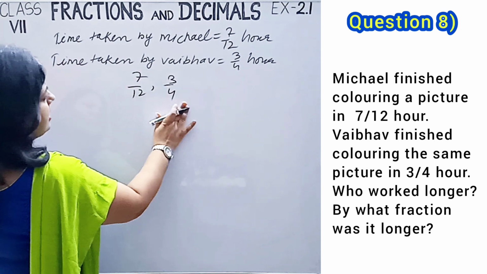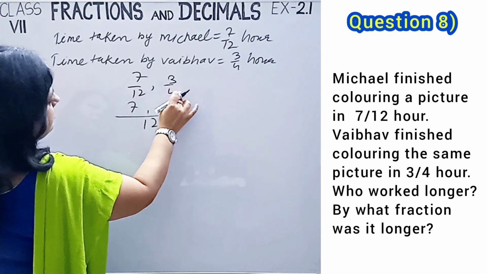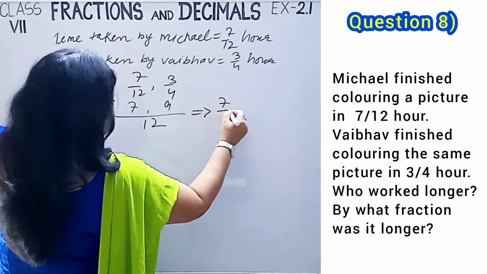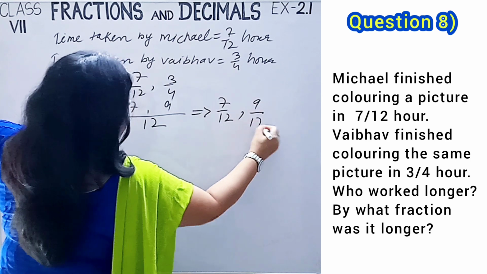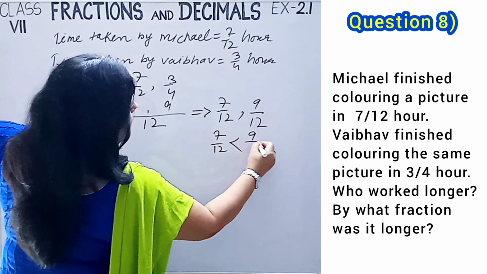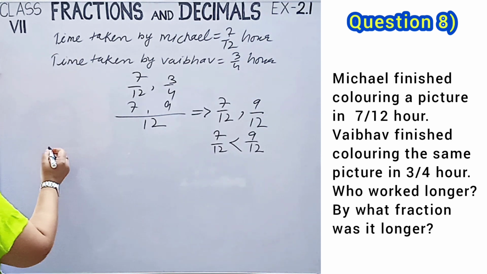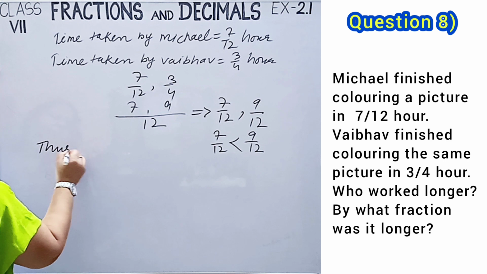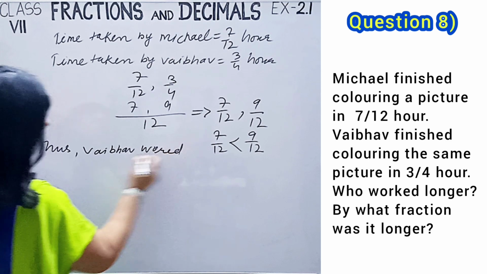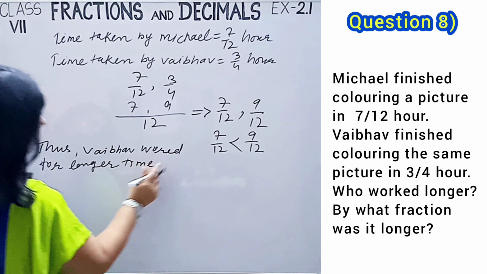We have to take the LCM of 12 and 4. We know how to take LCM. We get 12; 7, and 4 divides 12, we get 3, 3 3s are 9. So 7 by 12 and 9 by 12. Which is greater? 9 by 12. So 7 by 12 is less than 9 by 12. And who has taken this time? Vaibhav has taken this time. It means Vaibhav worked for a longer time. By how much?